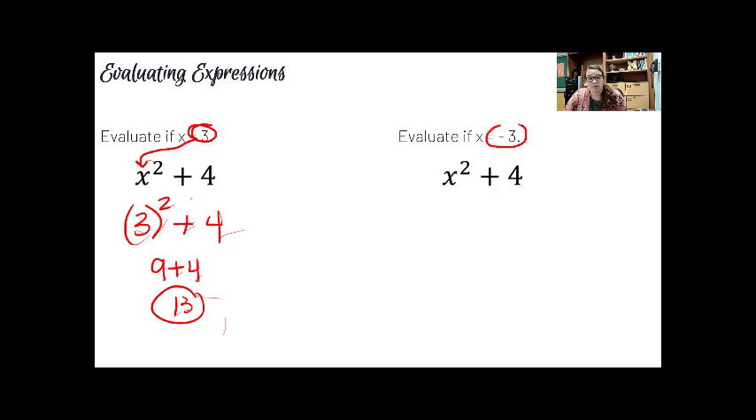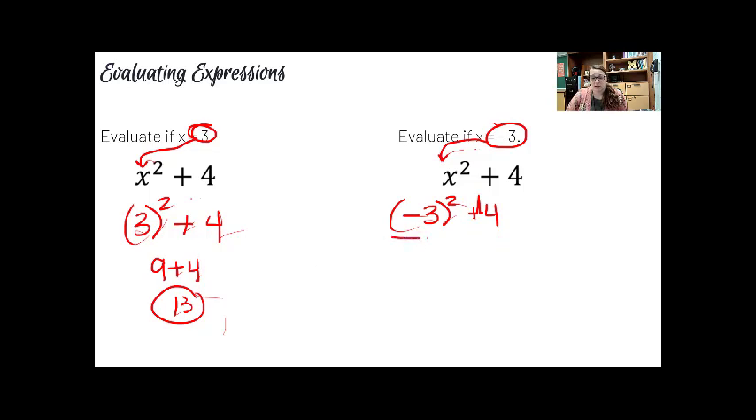This is where we have to be a little bit more careful because of that negative. When I plug it in, I want to use parentheses again. So parentheses, -3 quantity squared plus 4. That's supposed to be a plus. So here's where the difference is with the plus and the minus, right?